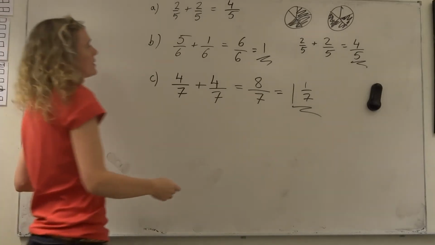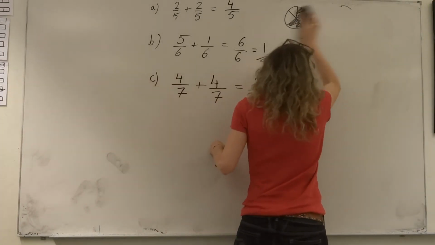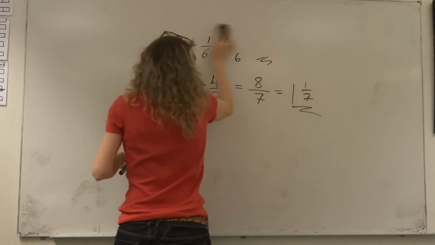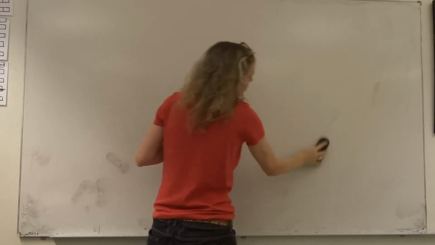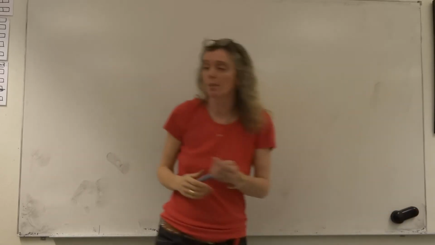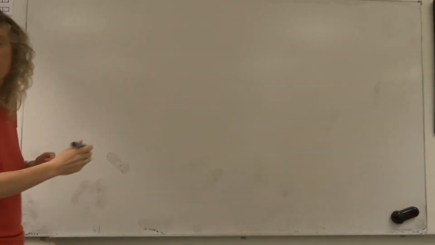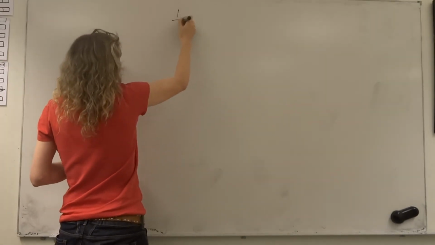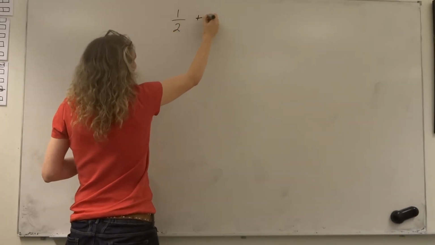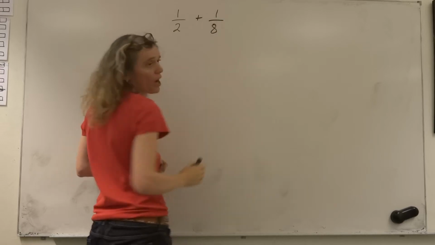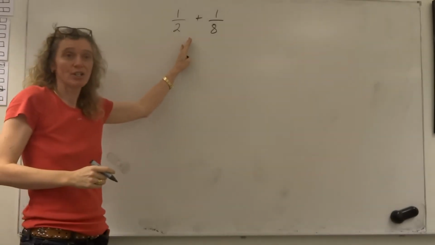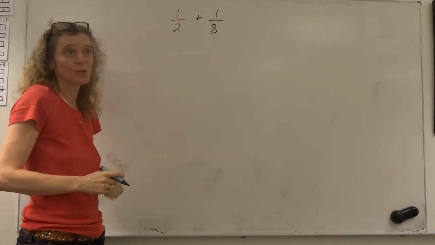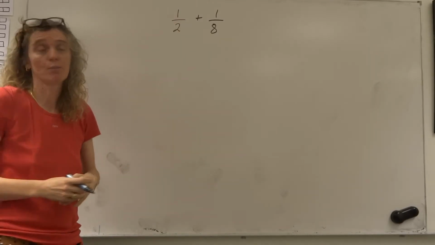Then we had some fractions where they're checking that you know that you have to have the same denominator to add or subtract fractions. So now they're giving you some with different denominators. The first one they asked you to add was quite simple: 1/2 plus 1/8. You can't do anything with those fractions because they don't have the same number on the bottom. So you have to make it so that they have the same number on the bottom.